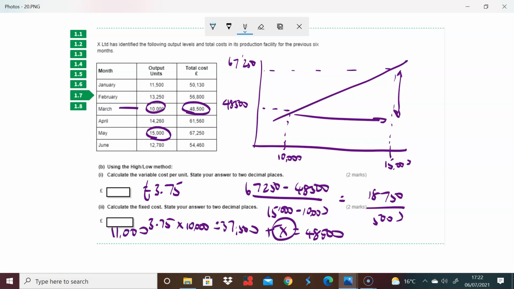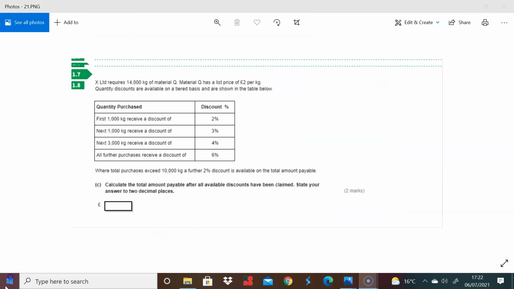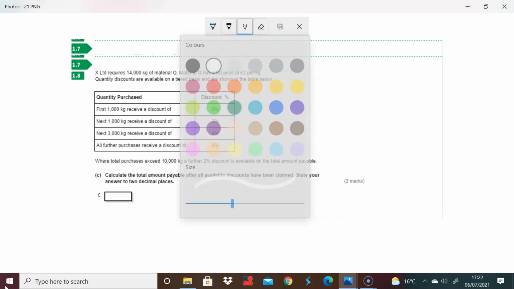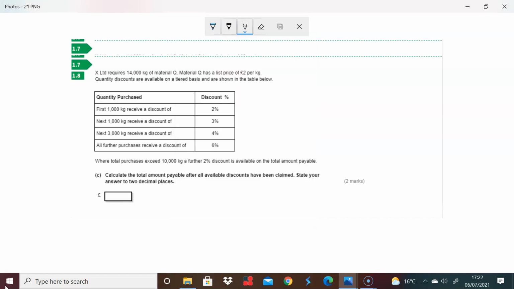Okay, right. Let's look at the next one. Yeah, and I said the good thing, like I say, with the exam kits is I've seen similar questions like this in the exam kit, so this should not be new to you when you see this question. So X Limited requires 14,000 kilograms of material Q. It has a list price of £2, and they give you discounts as the more you buy.